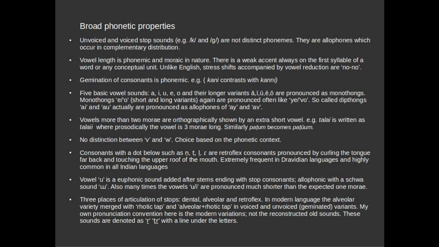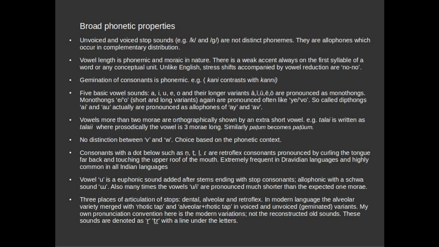Vowel u is a euphonic sound which is added after stems ending with stop consonants. This is allophonic with a schwa sound. So the two are variations of the same sound. Also, many times the vowels u and e are pronounced much shorter than the expected one mora.